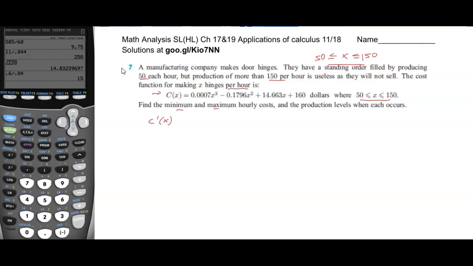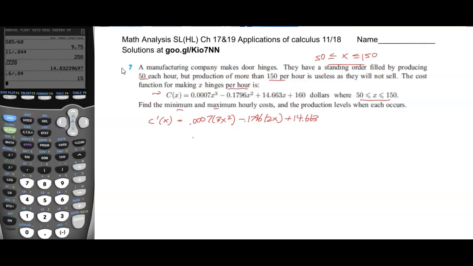As usual in the calculus chapter, we are going to take the derivative of the function. It'll be 0.00073x squared, negative 0.17962x, and then plus 14.663. We remove the x, and the 160 of course becomes 0. This is the derivative function.